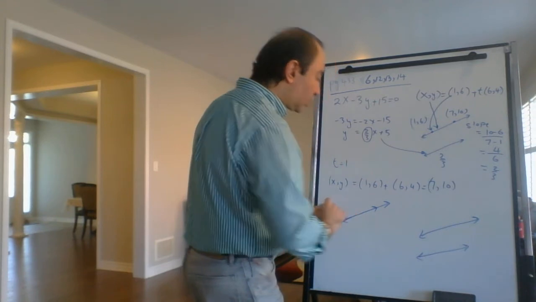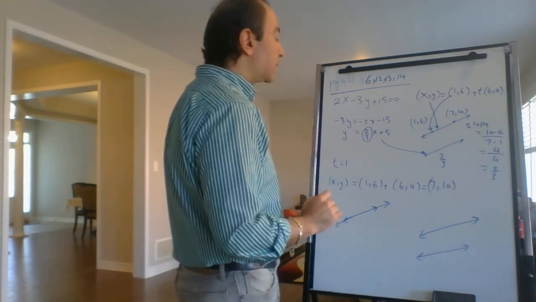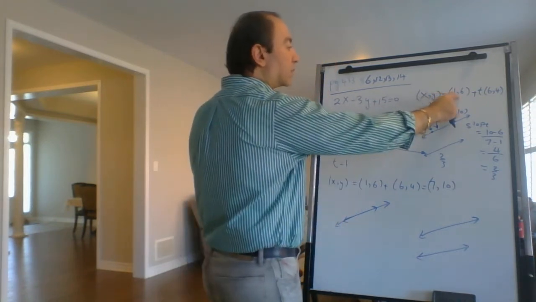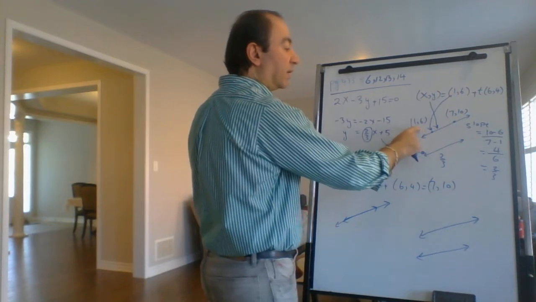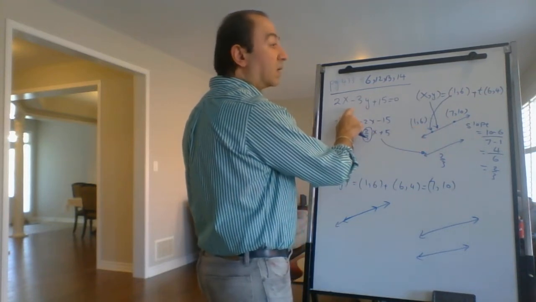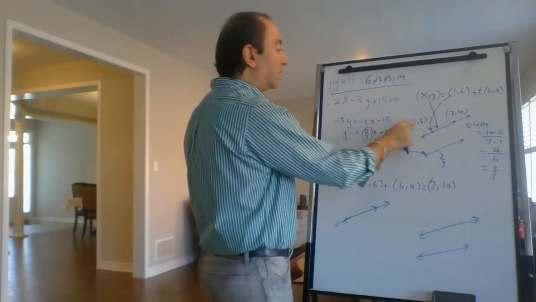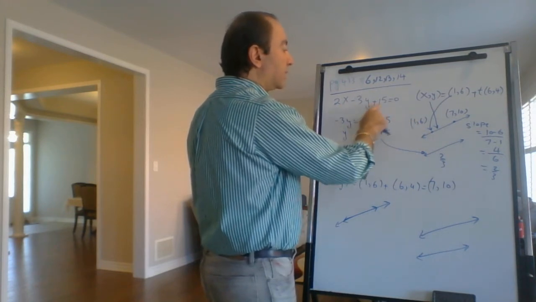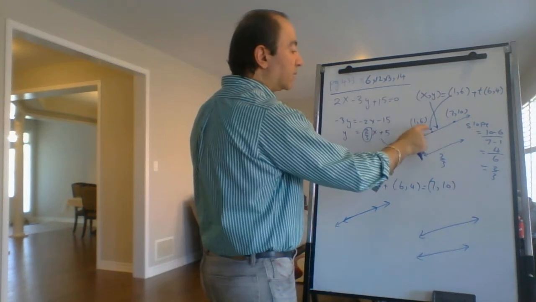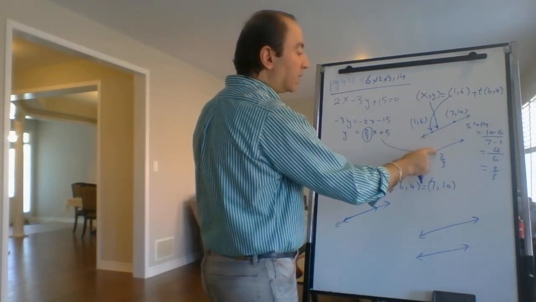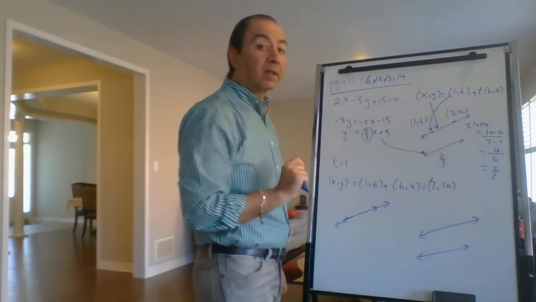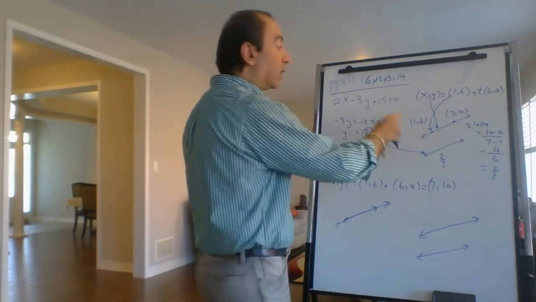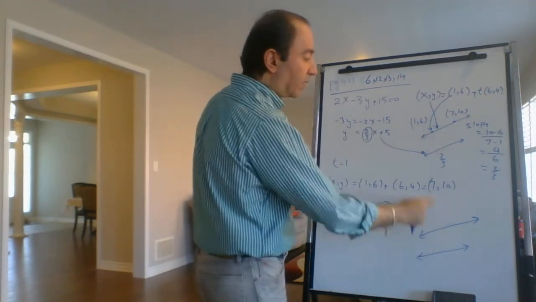How can we differentiate? We substitute with this point, which is on this line, and see if it lies on the other line or not. So I'll take x as 1 and y as 6 and see if I get 0. That means this point lies on this line, so these two lines are one line. If not, they are parallel lines.